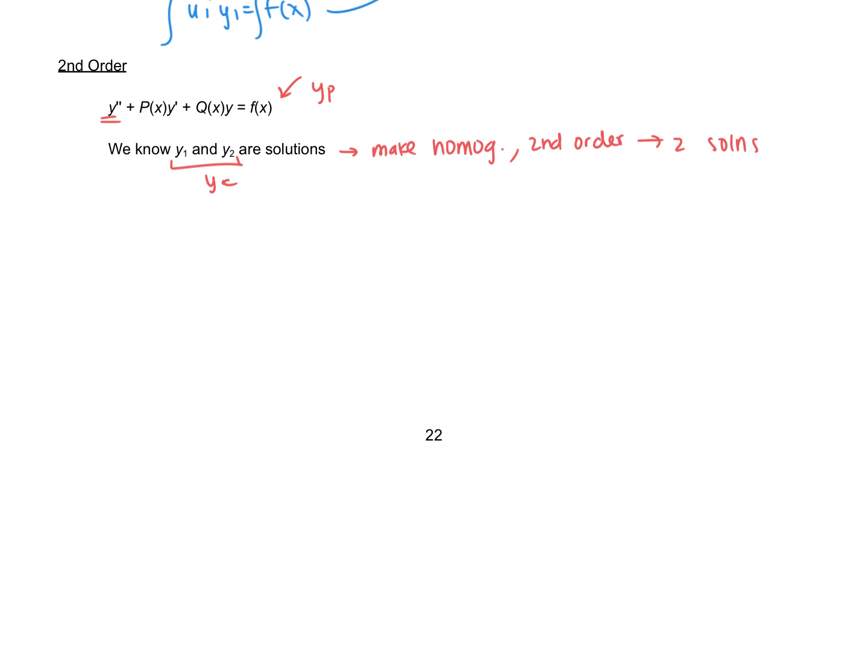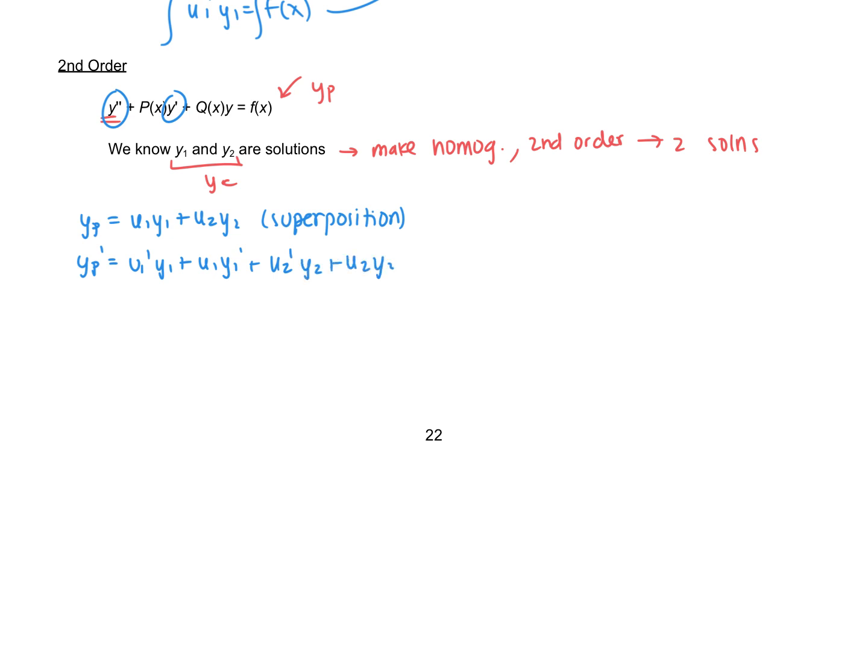So we're going through the same or a similar process to what we did above to find our particular solution. Our particular solution, y of p, by superposition is going to be of the form u1 y1 add u2 y2, keeping in mind that u and y are both functions of x. Our goal is to find y of p, so we're going to need the first derivative and second derivative. If I find y of p prime, I get u1 prime y1, add u1 y1 prime, add u2 prime y2, add u2 y2 prime.